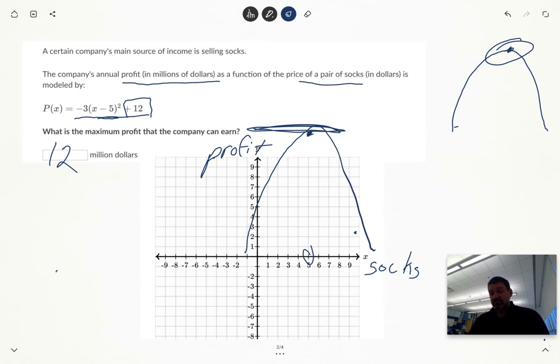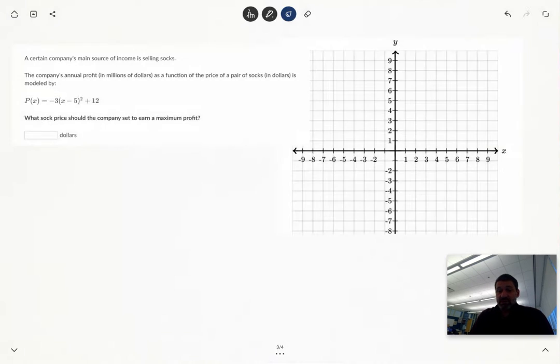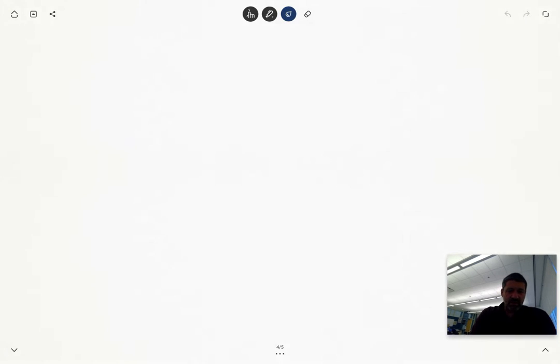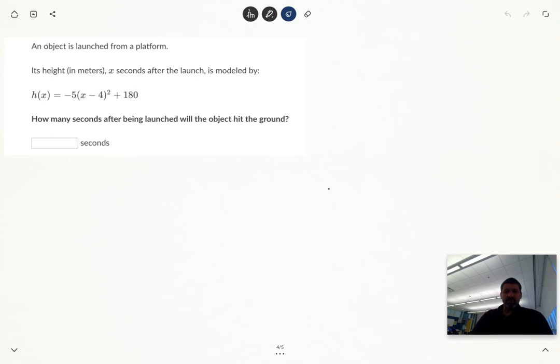Okay. All right, let's look at one more, and then this is going to go along with two Khan Academies. Okay, so a certain company's main. Wait a minute, is this one we just did? That's the one we just did. Okay, let's look at one more. I was hoping to do another graphing one, but I don't know where I put it.